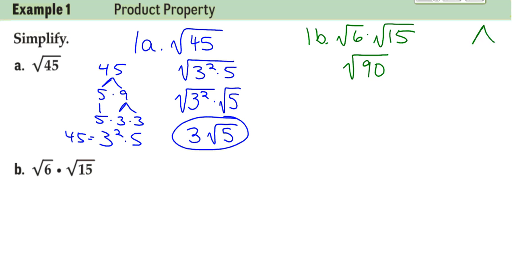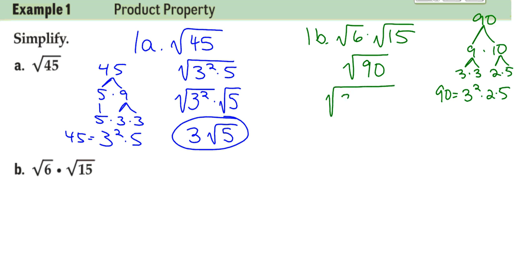Then I'm going to do that factor tree again, 90. What comes to mind is 9 times 10, and then 9 is 3 times 3, 10 is 2 times 5. So I'm going to say 90 is equal to 3 squared times 2 times 5. So I'm going to rewrite the square root of 90 as the square root of 3 squared times 2 times 5. We can only take perfect square factors out of radicals, so things that are squared can come out, or even to the 4th power, or some even power.